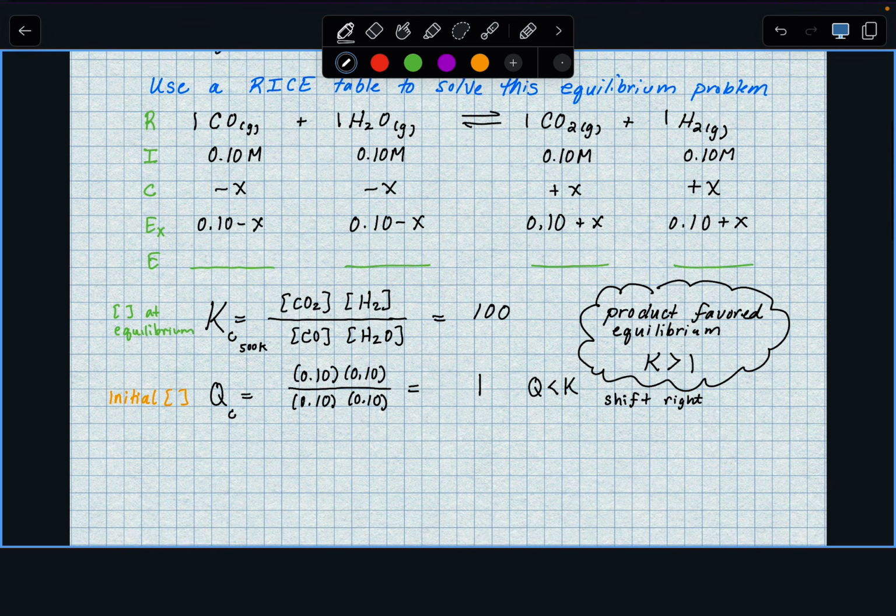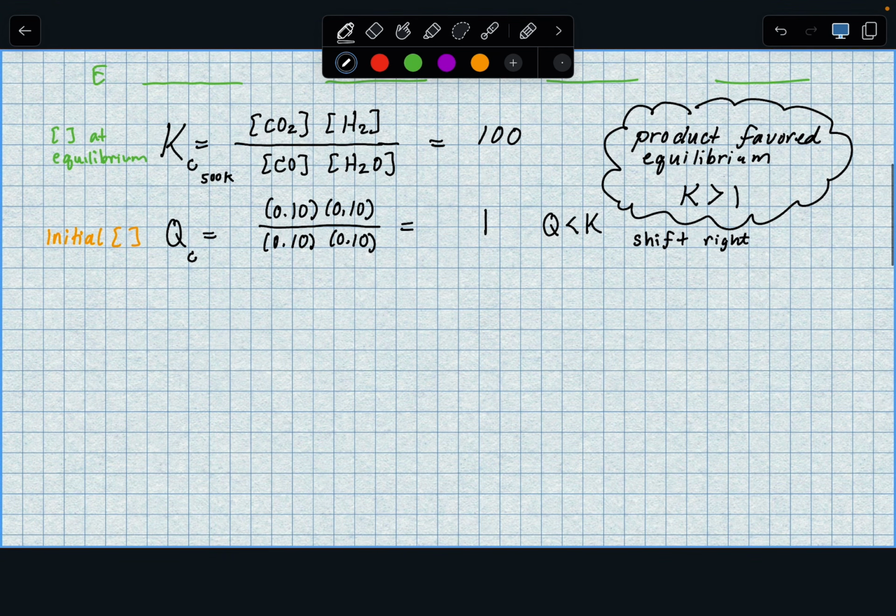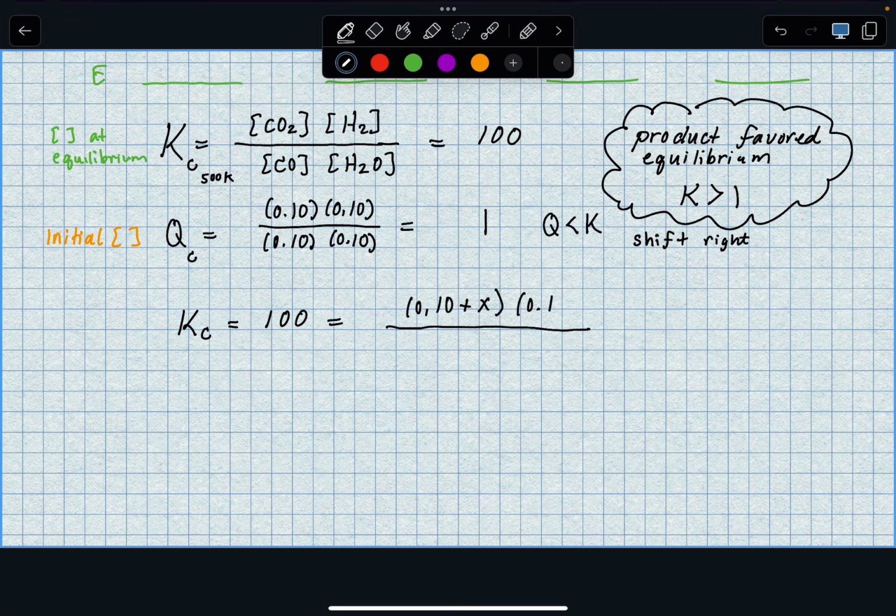And I'm going to come back to this part of the chart, the ICE table, but that'll be at the end. So now we just have to solve the mathematical part of this, which is that the K value is going to be equal to 100. And the set of conditions that we had is 0.10 plus x, and 0.10 plus x. That's in the numerator. And the denominator is the 0.10 minus x. So be careful, these look really similar.